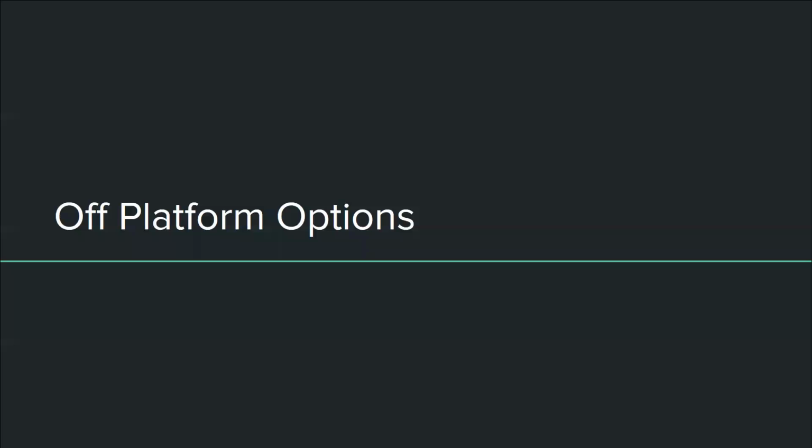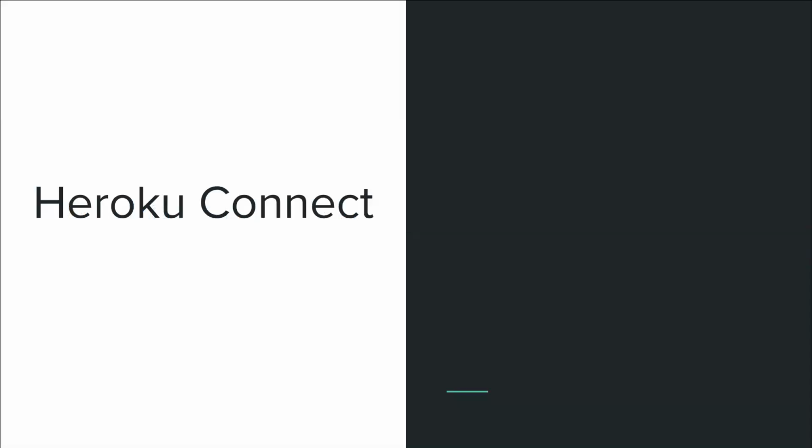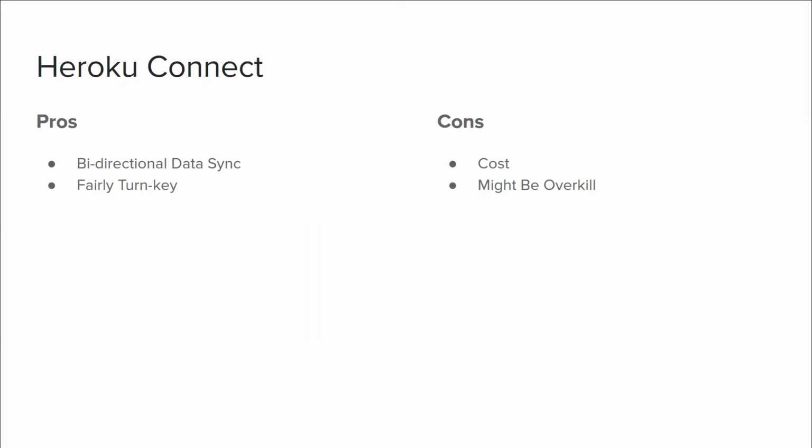So we talked about the on-platform options. Let's talk about some of the off-platform options. One of the bigger ones is Heroku Connect. Heroku Connect runs in the Heroku infrastructure and allows you to sync data from Salesforce to a Postgres database and back. And that and back is a pretty interesting part because it does allow bidirectional data sync.